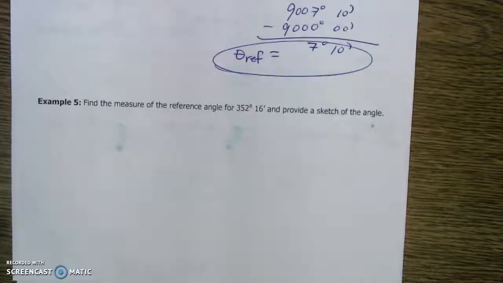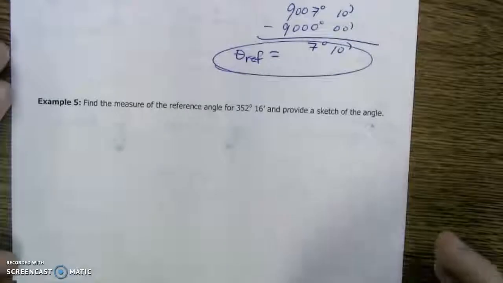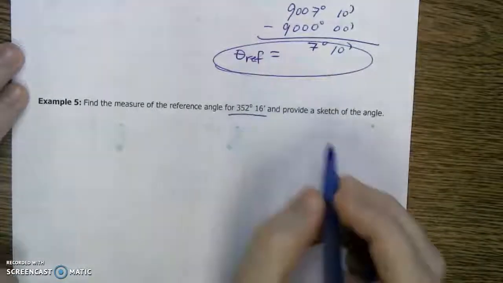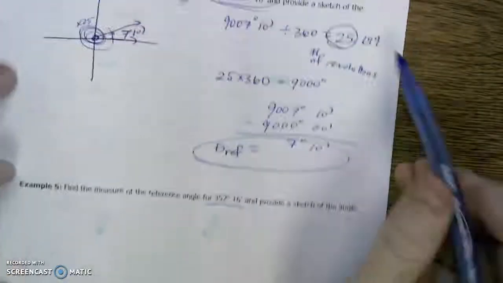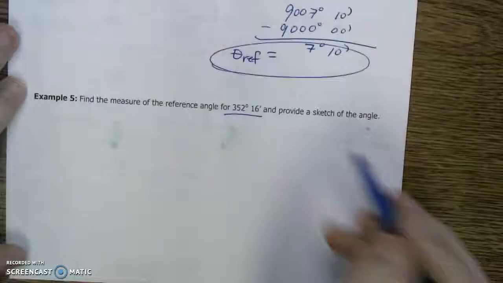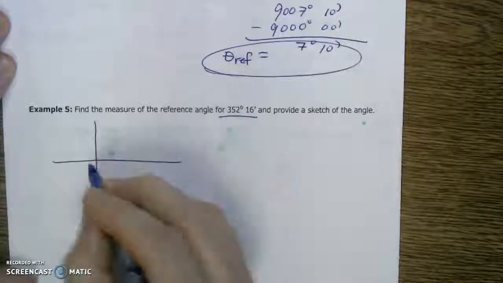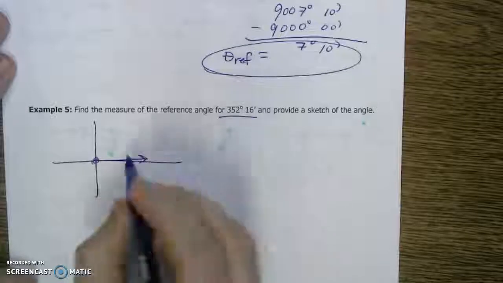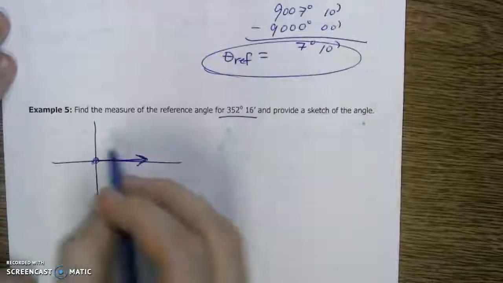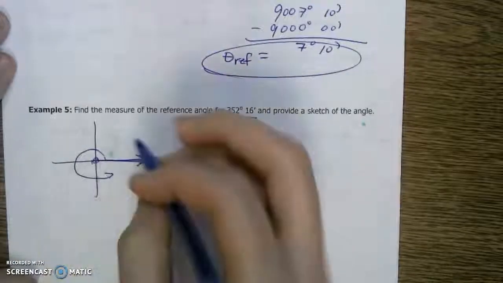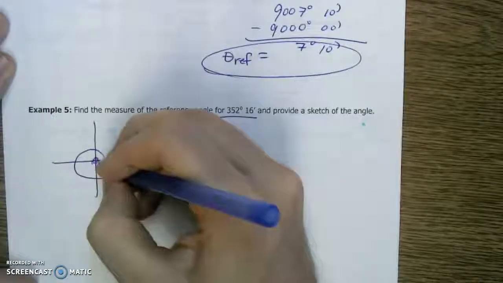Example 5, we've got 352 degrees and 16 minutes. This is smaller than 360, so we don't need to do the whole dividing thing. We can go ahead and sketch it right away. Supposed to be on positive x. Rotate around into quadrant 4. It's not quite 360 yet.